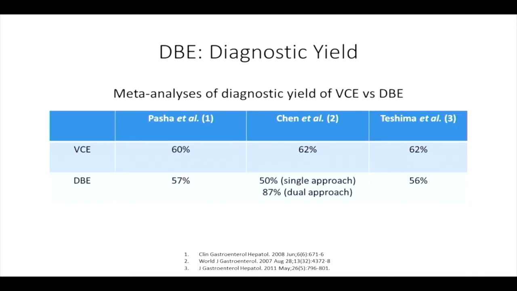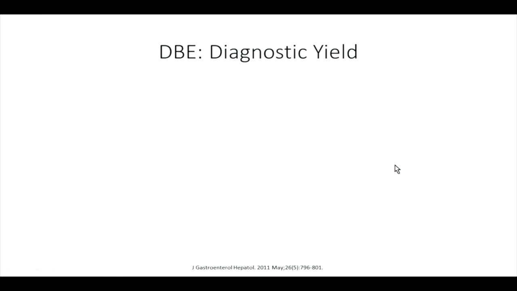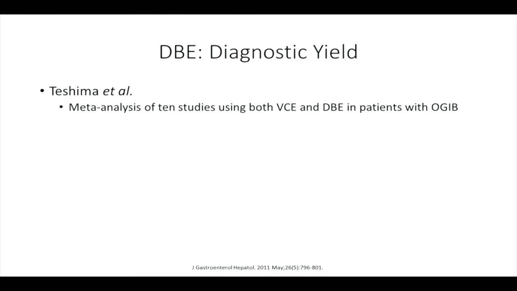So, diagnostic yield of double balloon. It's been compared with capsule, and as you can see in 3 meta-analyses, the diagnostic yields are almost identical. If we look a little bit closer at the most recent meta-analysis, this was a study that included 10 different studies using both capsule and double balloon for obscure GI bleeding. The pooled diagnostic yields for capsule and double balloon were essentially the same.